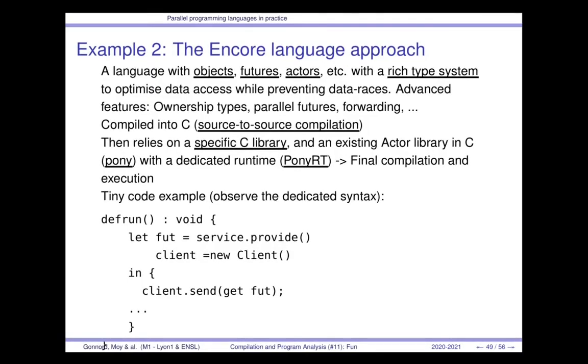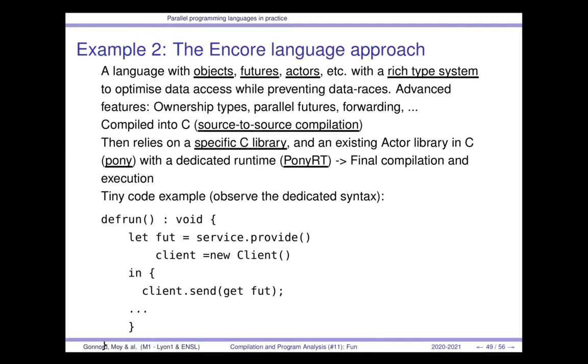The second language I want to talk to you about also has features on active objects, and it's the Anchor language. It's a language that has objects, futures, actors, and a very rich type system. So it's a full-fledged language. It's not embedded into another language. It's really a proper language, and it has a compiler, but the compiler is source-to-source. In fact, it produces C code that requires a specific C library. So you have a mix also of it using a library, but just inside the C part. And it's a C library that provides actors.